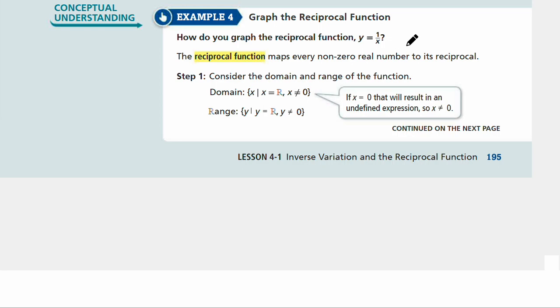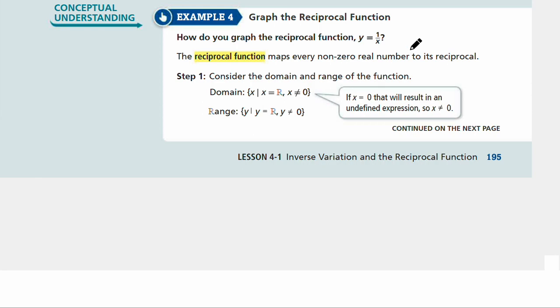The reciprocal function, which is when your variables are inversely related, maps every non-zero real number to its reciprocal, which means you just have to graph all the points possible that you can map. This is going to be a little bit hard in the beginning to understand, but as you see the trend, as you see the pattern, you'll be able to understand how to graph them.